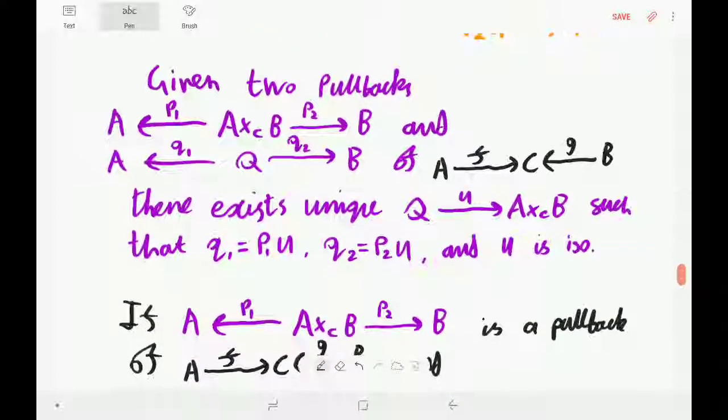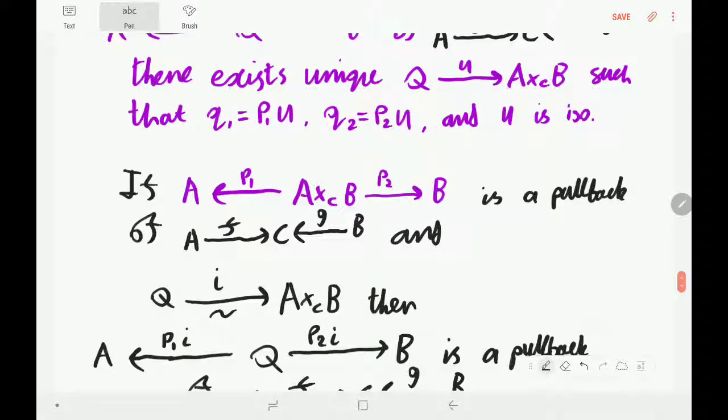So we have our usual theorems that pullbacks are defined up to isomorphism. The first one: given two pullbacks, this one with projections P1 and P2, and this one with maybe a different object Q and projections Q1 and Q2, there exists a unique U from Q to the object of the first pullback, such that Q1 is P1 U and Q2 is P2 U, and that U is going to be an isomorphism from Q to A times over C B. All right, so that's the first result. Again, this is just analogous to what we had with products.